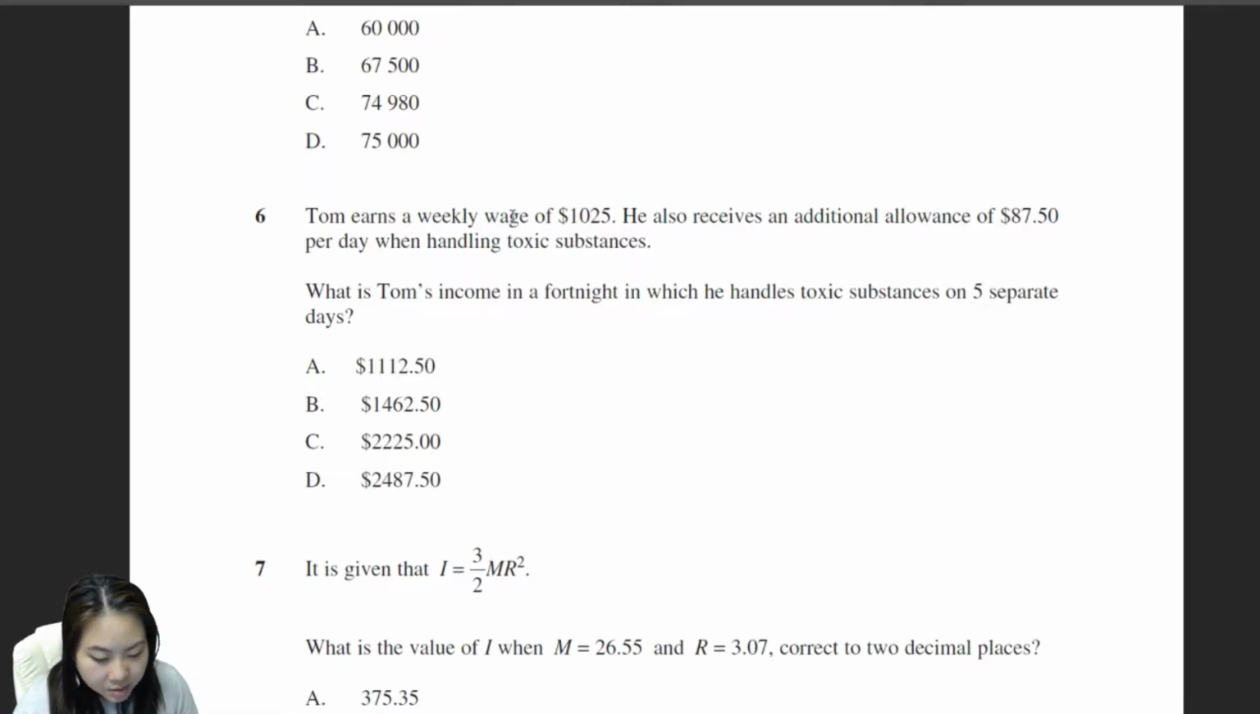6. Tom earns a weekly wage of $1,025. He also receives an additional allowance of $87.50 per day when handling toxic substances. What is Tom's income in a fortnight in which he handles toxic substances on 5 separate days?